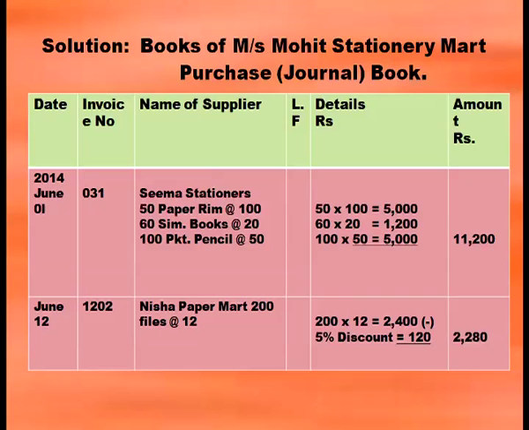So, that is from which supplier? Nisha Paper Mart. 200 files at rupees 12. 200 into 12, 2400. Here trade discount of 5% is given in the question. So, we have deducted 2400 into 5 by 100, which will give you 120. That is, trade discount should be deducted from the amount 2400. 2400 minus 120 will give you 2280.